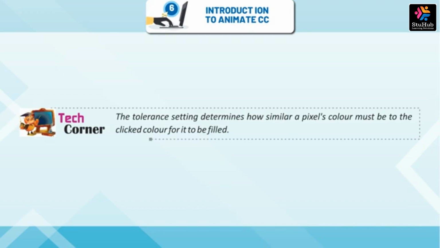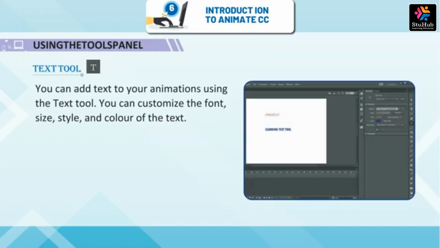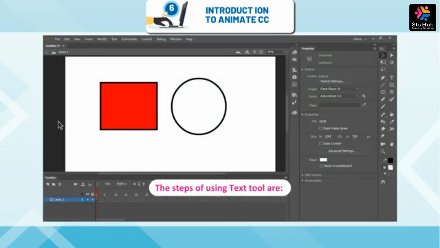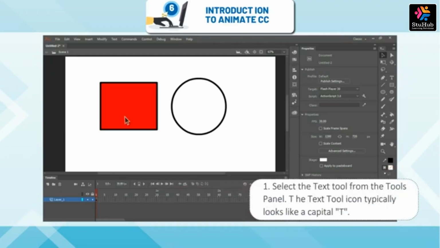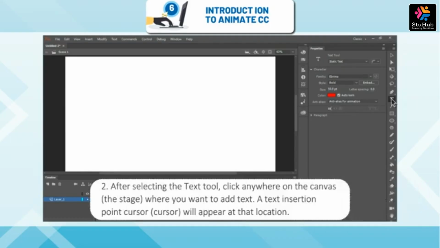Tech corner. The tolerance setting determines how similar a pixel's color must be to the clicked color for it to be filled. Text tool. You can add text to your animations using the text tool. You can customize the font, size, style, and color of the text. The steps of using the text tool are: select the text tool from the Tools panel. The text tool icon typically looks like a capital T.